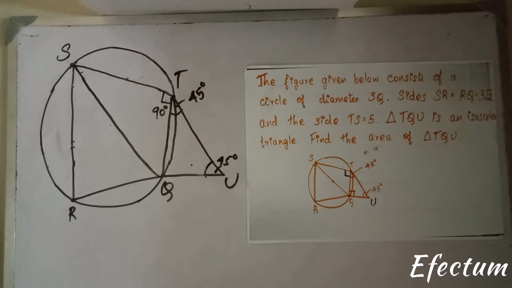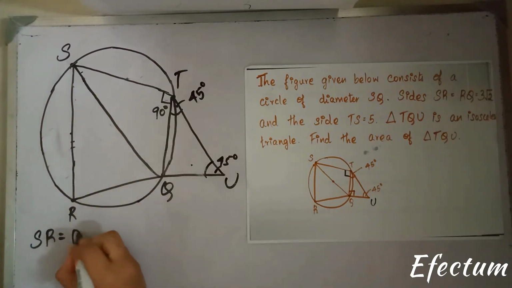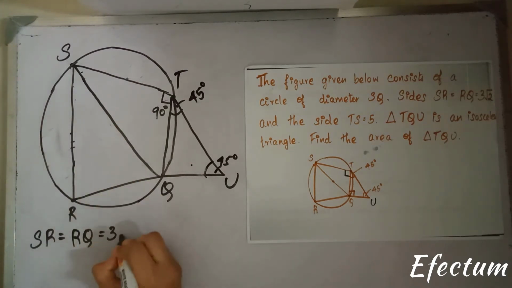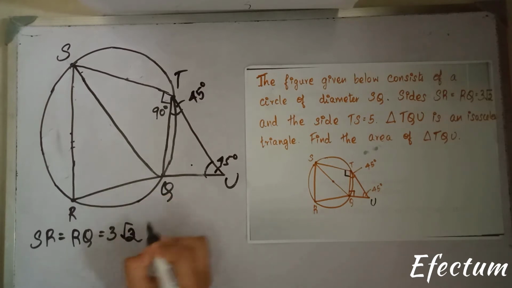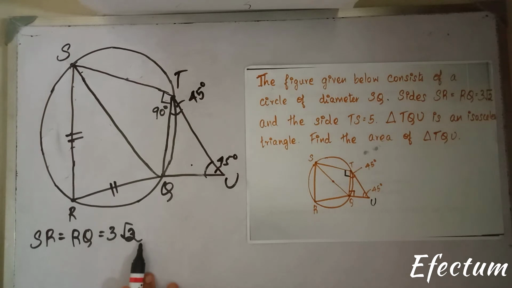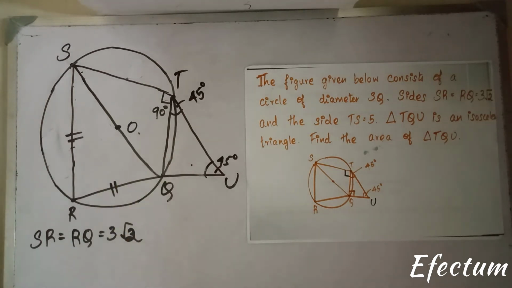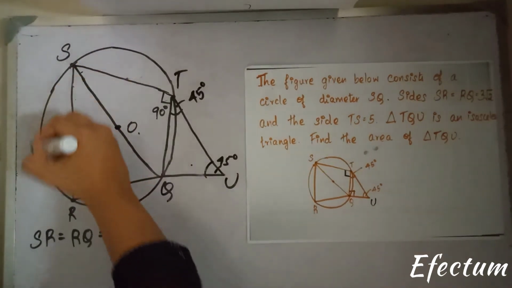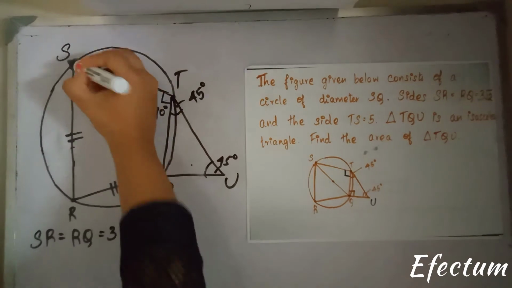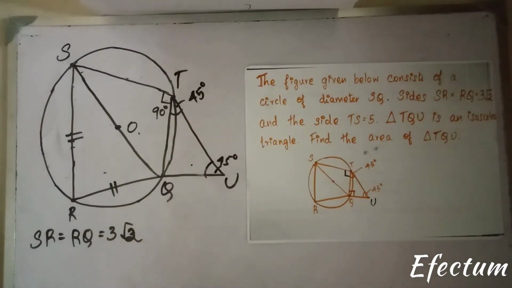Let's first look at the data given. The question states that SR, this side, is equal to RQ and that is equal to 3 root 2. So these two sides are equal and that's equal to 3 root 2. And this is the diameter. Now we know a particular fact about semicircles. This is a semicircle, right? And this triangle SRQ is inscribed in this semicircle.